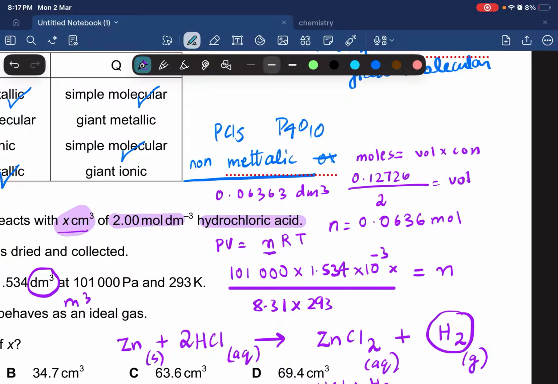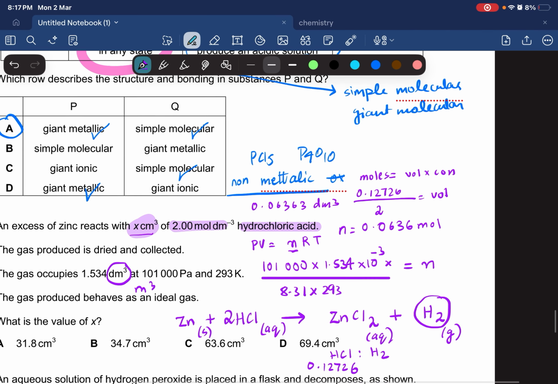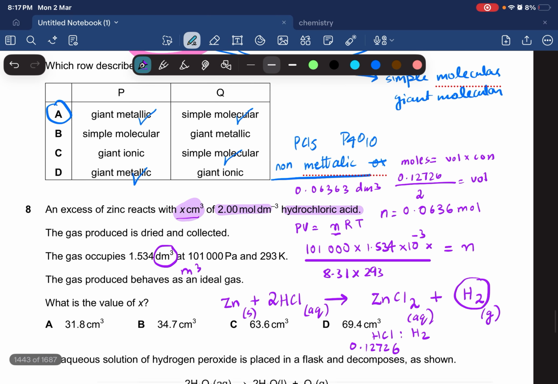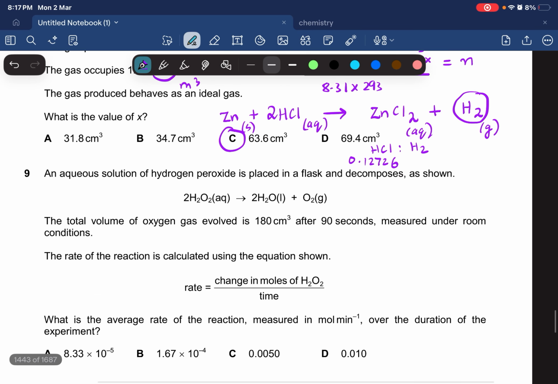I need it in cm cube, so I multiplied by 1000 and I get 63.6 as my answer. This is going to be multiplied by 1000 and I am getting 63.6 on the calculator. So this should be the correct answer. I hope you got it. We just had to make equations and manipulate stuff.